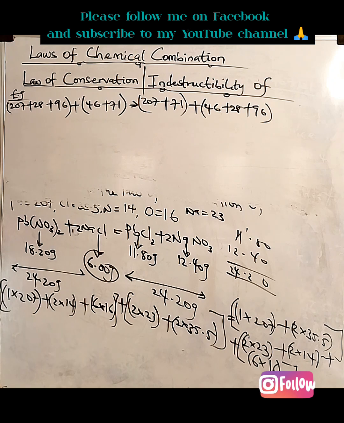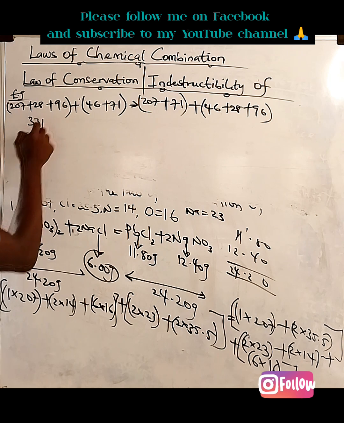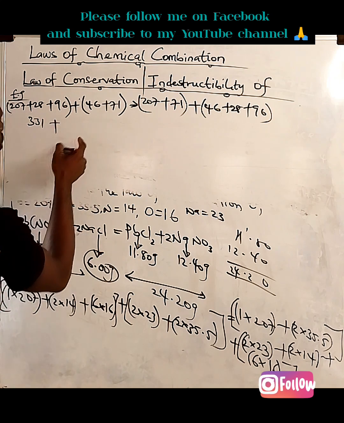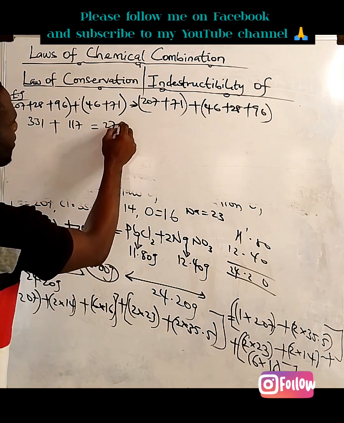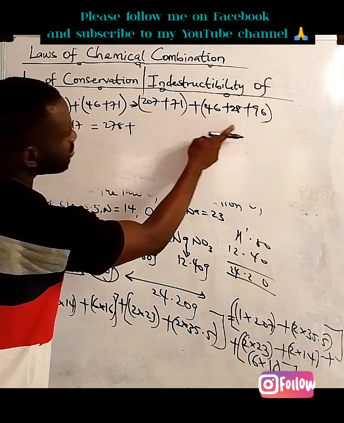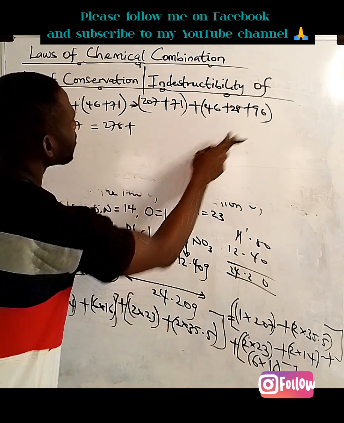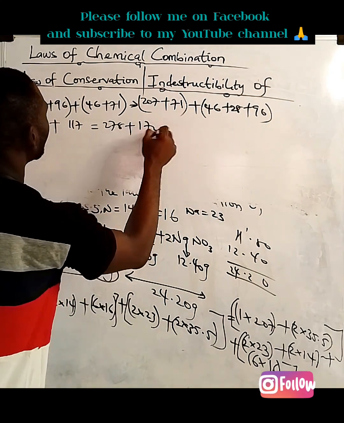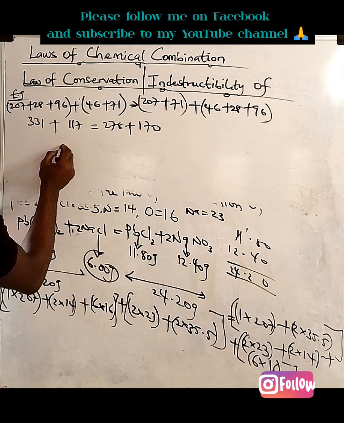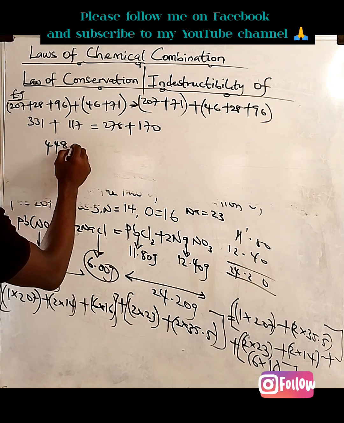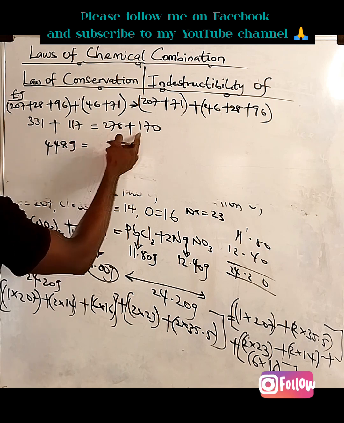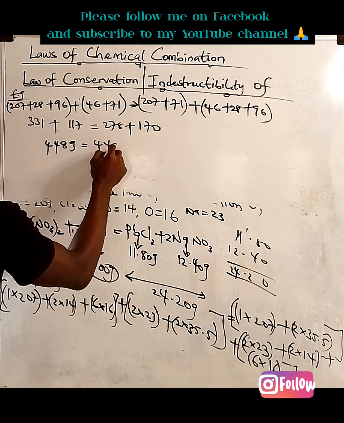So what do we have right here? We have 207 plus 28 plus 96. That's 331. That's 331 plus 46 plus 71 will give us 448. So 207 plus 71 will give us 278, plus 46 plus 28 will give us 74. 278 plus 170 gives us 448 gram.